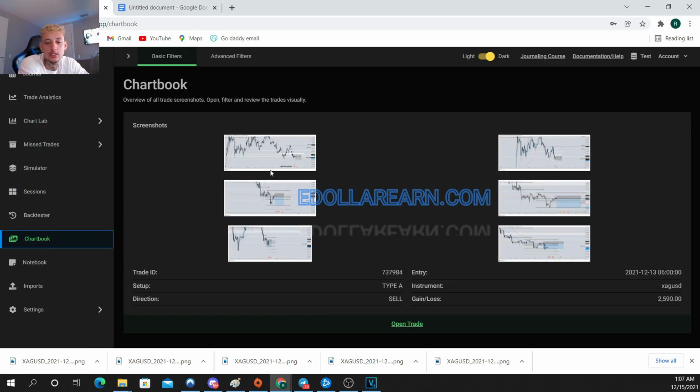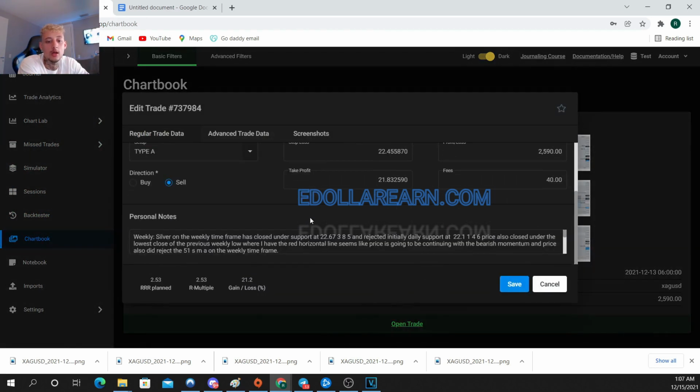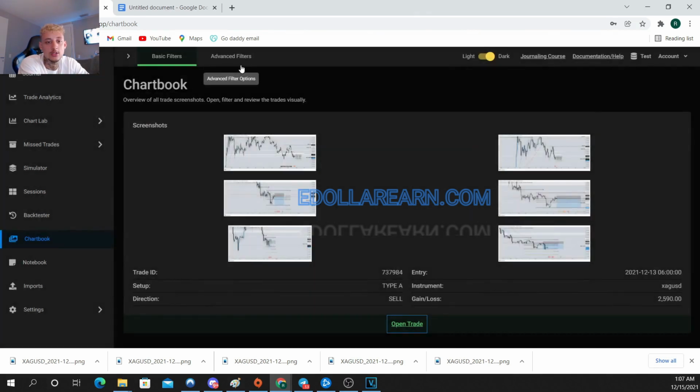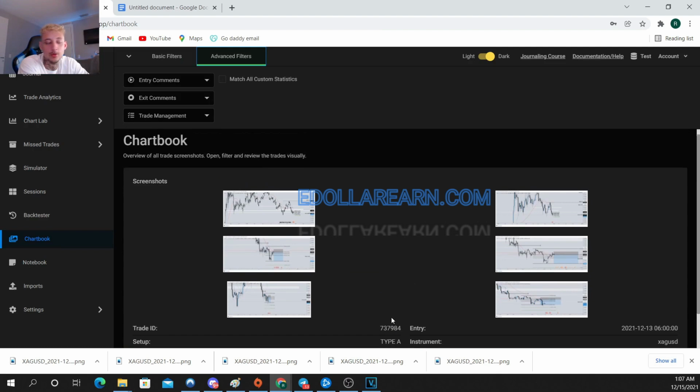Then you can actually see all of the information from the trade here as well, along with the other following trades. So pretty simple to use Edge Wonk.